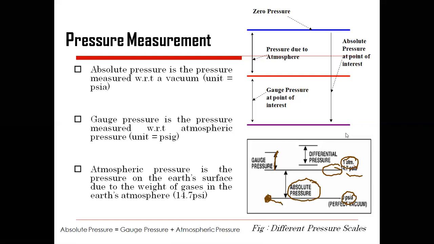And atmospheric pressure is nothing but the pressure at our surrounding, on the earth's surface, due to the weight of gases in the earth atmosphere, that is 14.7 psi. So these are the definitions of your pressures: absolute pressure, gauge pressure, and atmospheric pressure. So how are we computing the absolute pressure? Absolute pressure is the addition of gauge pressure plus atmospheric pressure. So the above two figures are for the different pressure scales.